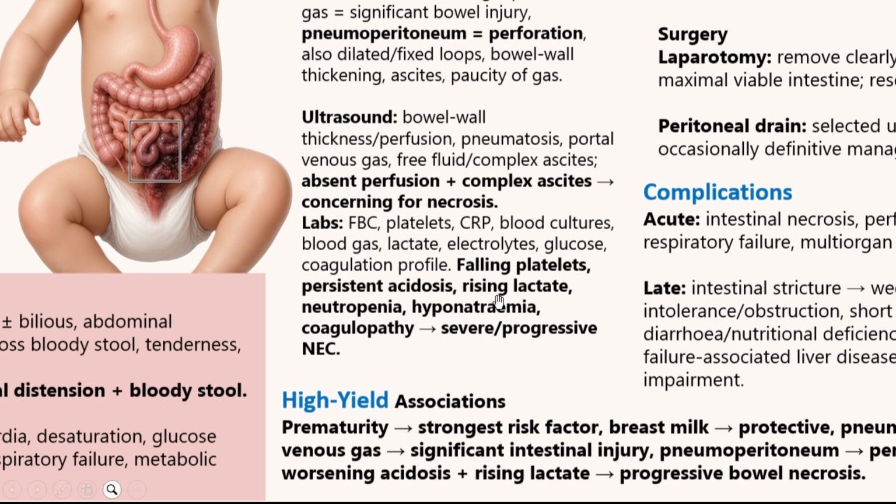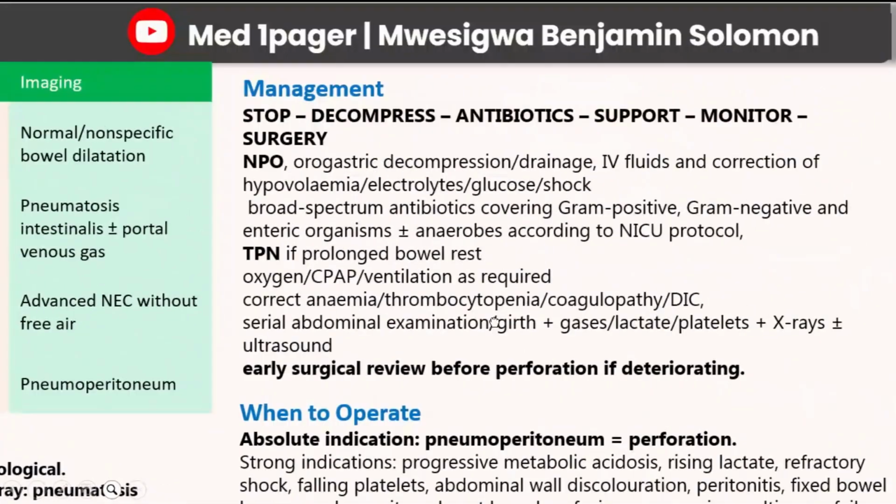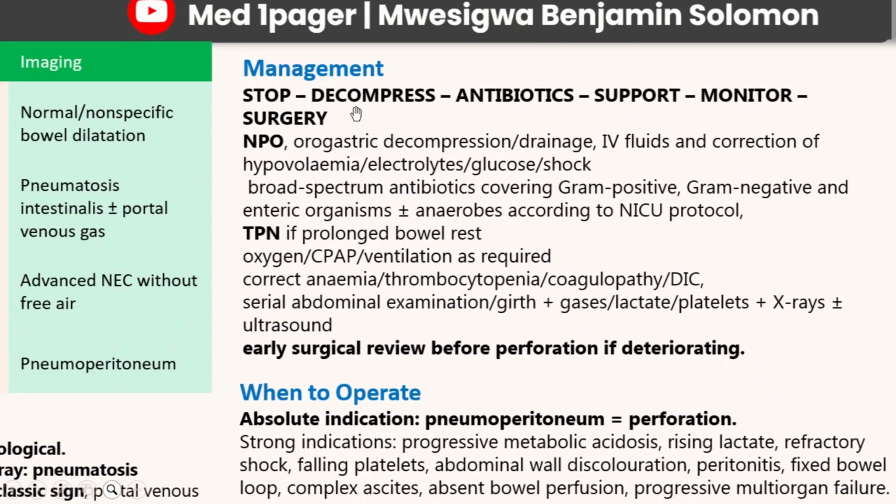And some people say if the lactate is rising as well as platelets falling, then you know you have a high risk, or there are high chances that you already have a perforation. So the management is going to be simple: stop feeding, decompress the stomach, give antibiotics, support, and monitor. That is the principle, and it's going to be done most of the time.